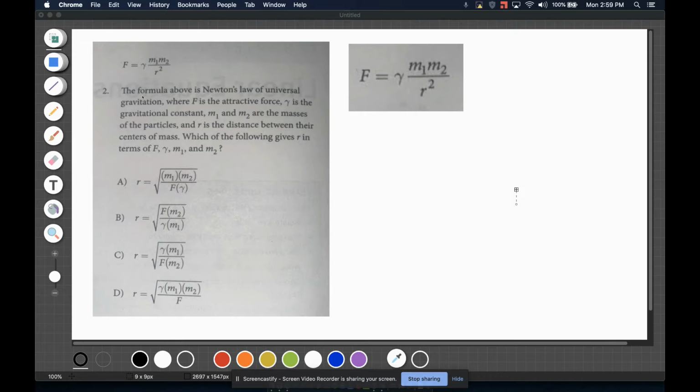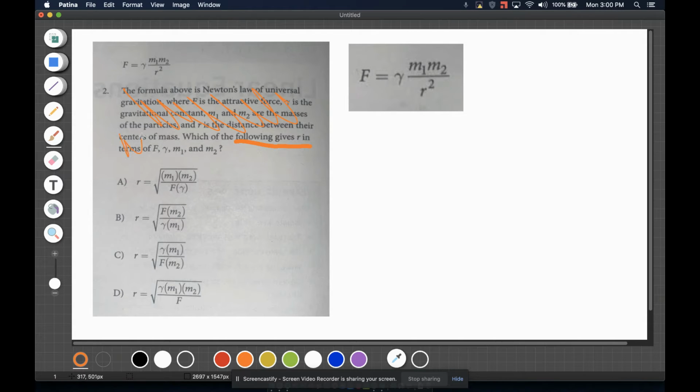So first thing, what are they actually asking you to do? Well, it gives you this formula above, and then it tells you a bunch of nonsense that really doesn't matter. And it just tells you which of the following gives R in terms of this. So all they're asking you to do is to get R by itself. That's it. All of this doesn't matter. You just got to get R by itself.